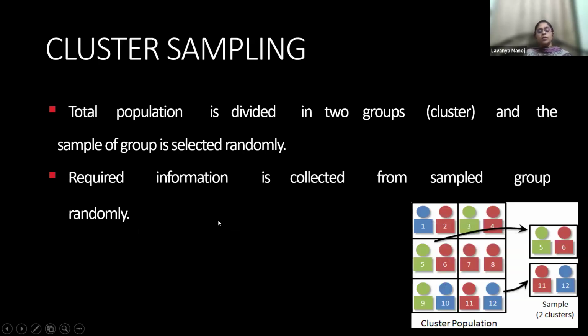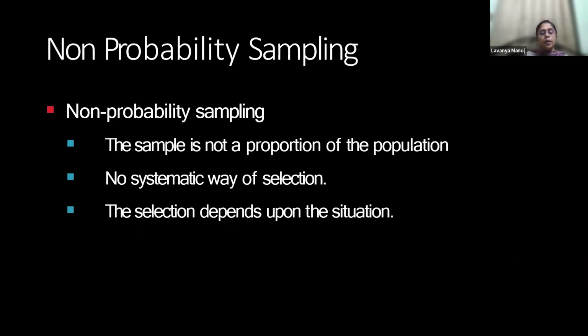Then cluster sampling. The total population is divided into different groups, that is, different clusters, and the sample from each group is selected randomly for conducting the research. So this is cluster sampling. Okay, now we are coming to non-probability sampling.